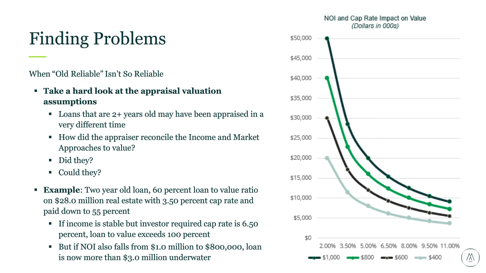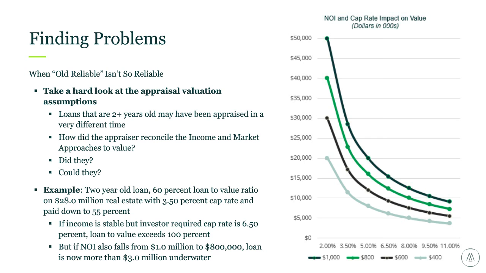In effect, if my net operating income, on a 2% cap rate at the far left-hand corner, falls from $1,800,000, my value falls from $50 million to $40 million. It's that simple. What we found in that circumstance was that the cap rate was driving appraisal values that were dramatically higher than they should have been.